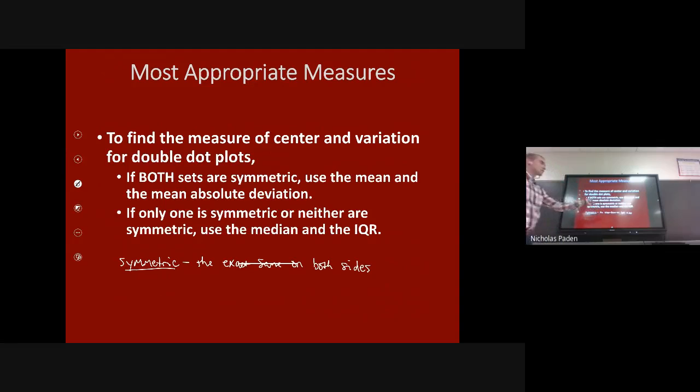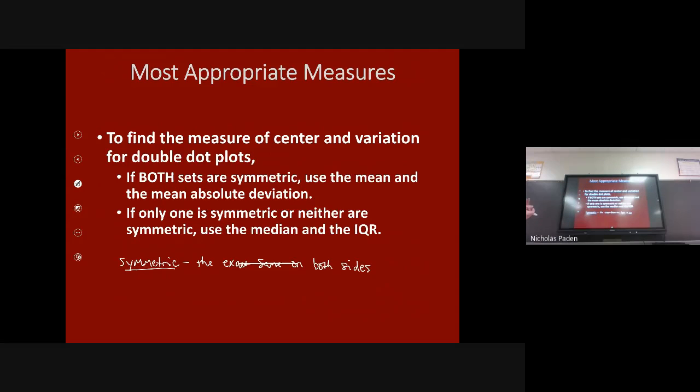So in other words, if it's symmetric, you could fold it up in half and it would look the same on one side as it is the other. Very rare is that going to happen. One of them might be symmetric, but it's almost never going to happen that both of them are symmetric.